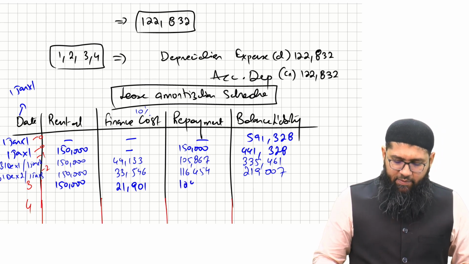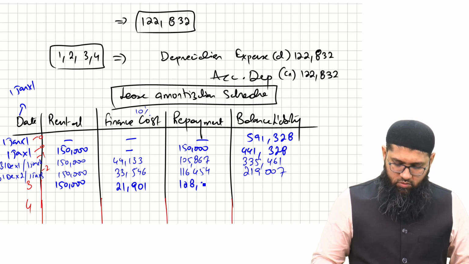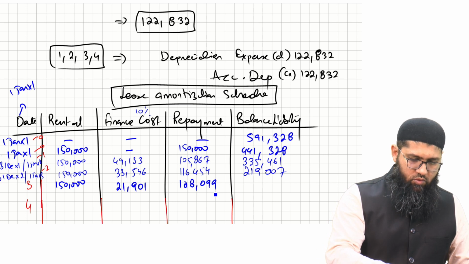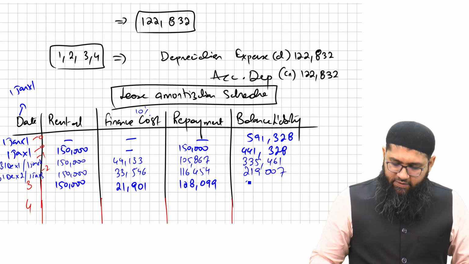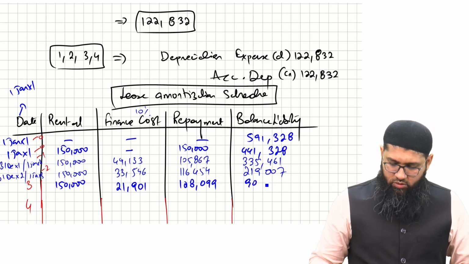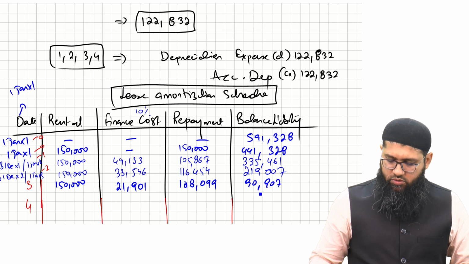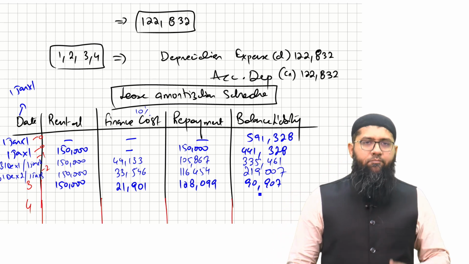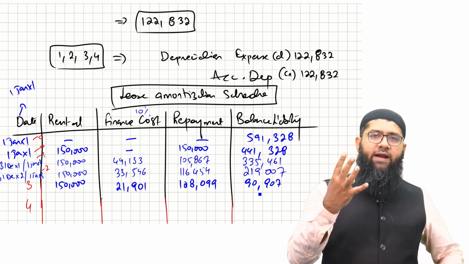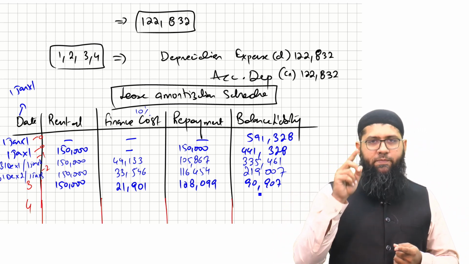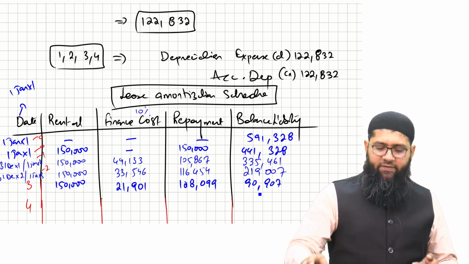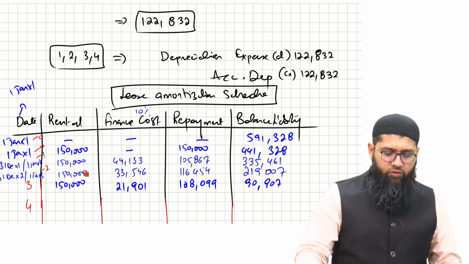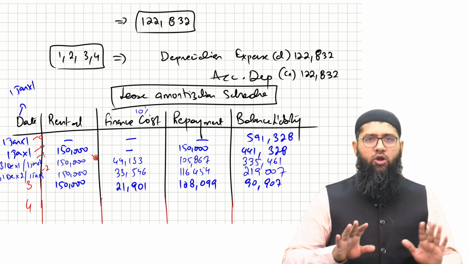So it is actually going to become 128,099. And this is actually going to become 90,907. Now, basically, there were supposed to be 4 rentals. So we paid at 0, we paid at 1, we paid at 2, we paid at 3. You can count them out here. We have written 4 rentals, 1, 2, 3, 4.